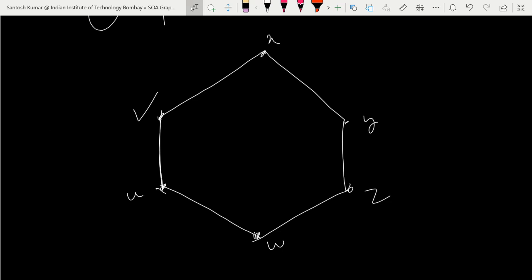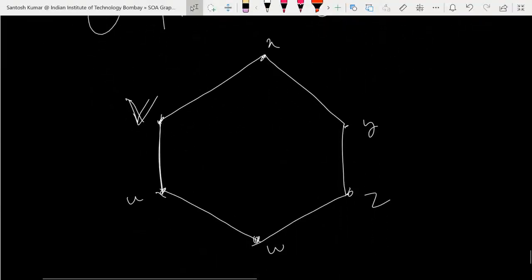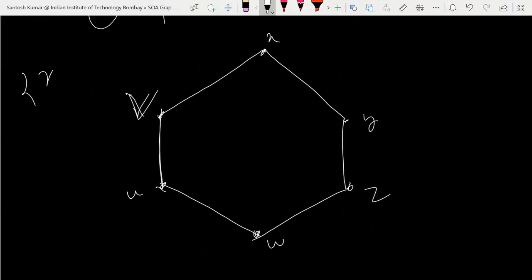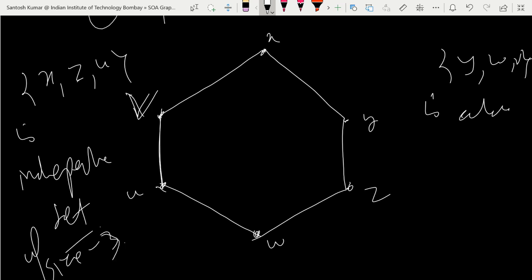In that case, either you will get a clique of size 3 or an independent set of size 3. So in this case, you can write X, Z, and U. This is an independent set. Or another set you can make, like Y, W, V. That is also an independent set of size 3.